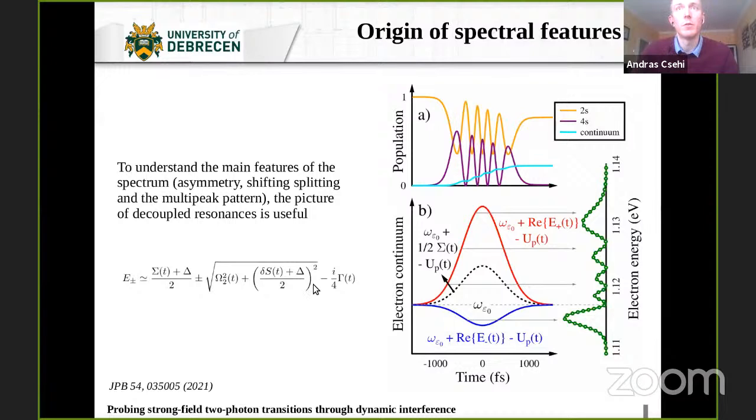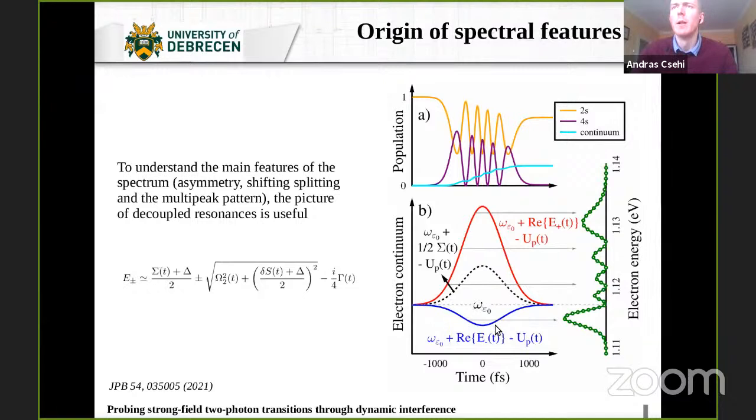One can plot these energies, E plus and E minus. These energies follow the pulse intensity envelope because delta is zero, as I told you before. The real parts of these energies are shown here by the red and blue curves, relative to the nominal position in the continuum. There is also the ponderomotive shift subtracted because of the channel closing effect. These are the energies of the emerging resonances, and this is the central line, which is at the same distance from the red and the blue curves.